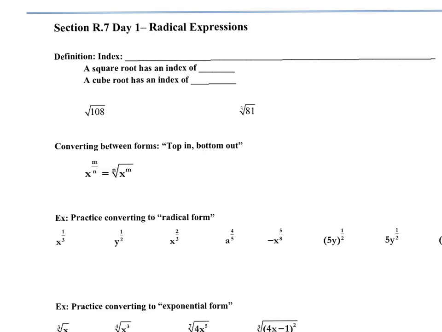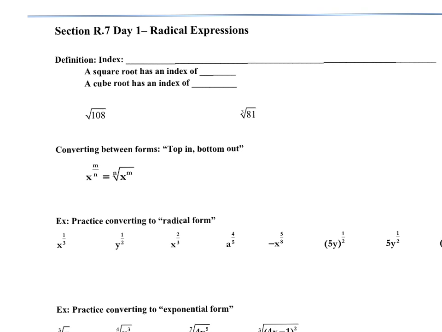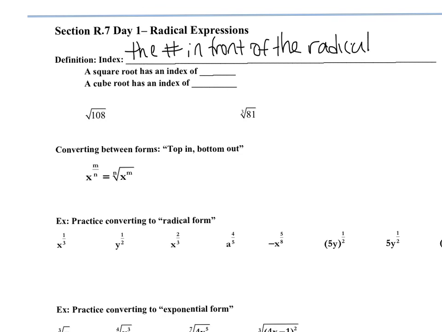But anyways, what we're talking about is R.7, some radical stuff, so I'm going to give you a couple vocabulary definitions here. So the first word is index, and this is the number in front of the radical. So what you need to understand about numbers in front of radicals is that you guys already know what a square root is, but it actually has an index of 2. And similarly, it should make sense that a cube root has an index of 3.